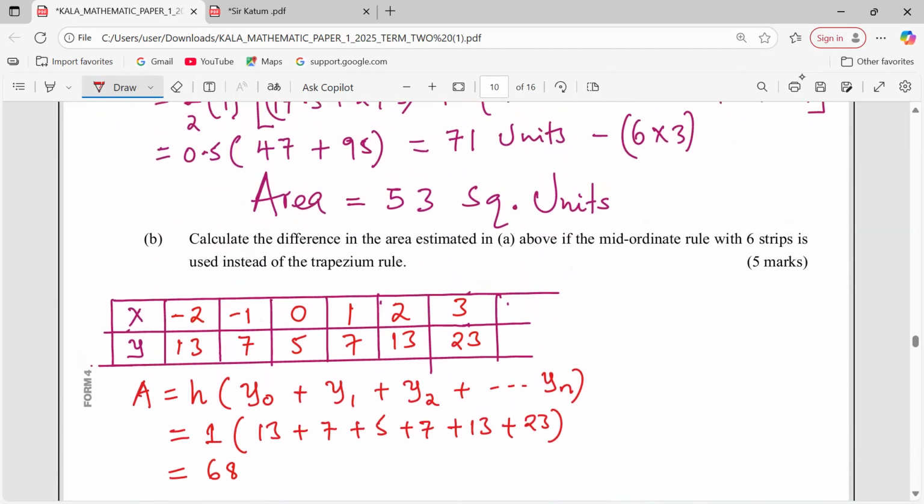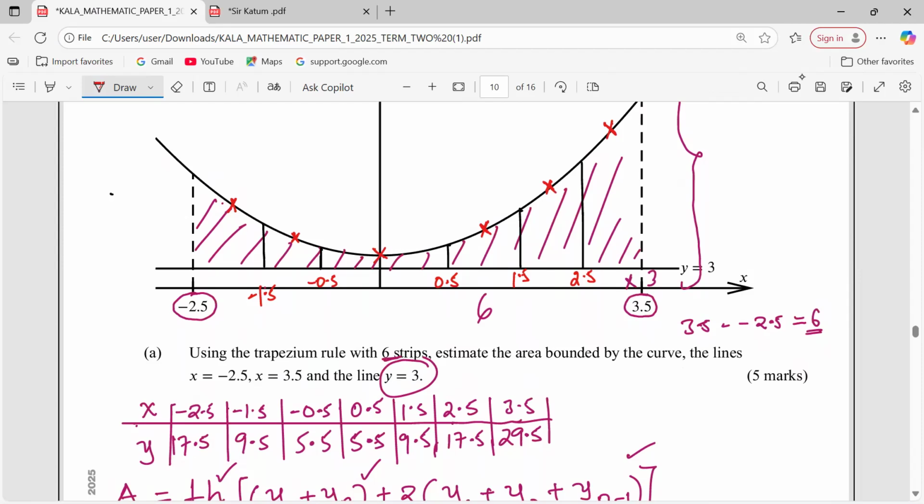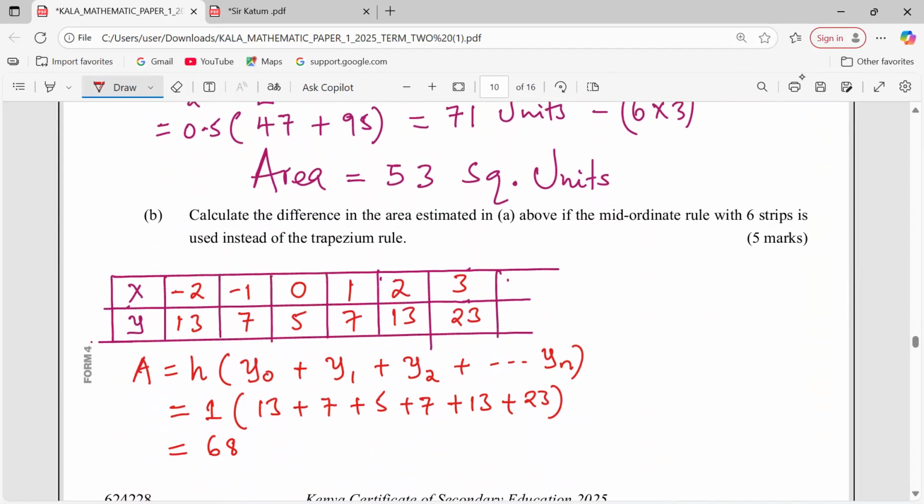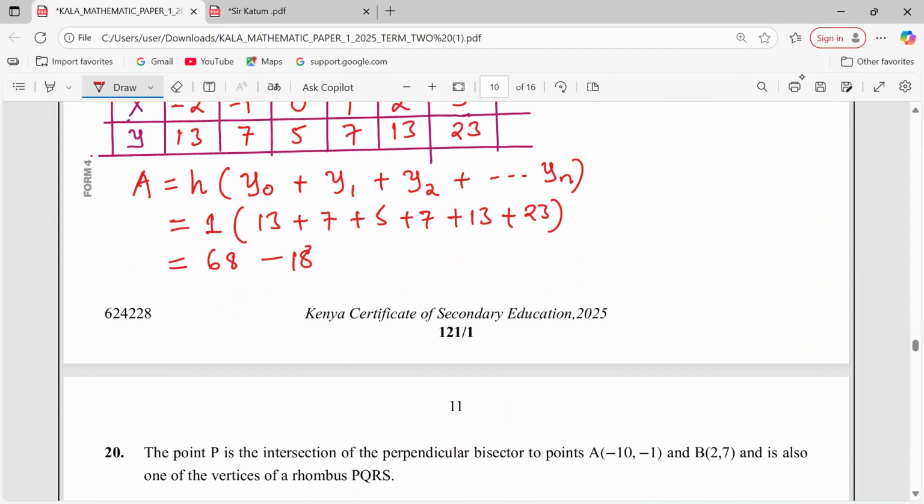Then remember, we have estimated the area between the curve and the x-axis. Yet we're supposed to find the area between the curve and the line y equals 3, within the lines x equals negative 2.5 and positive 3.5. So again, we are supposed to subtract the unshaded area. Because it lies along the line y equals 3, it has 3 units upwards, and along the x-axis we have 6 units. So we subtract 18 from this, and this gives us exactly 50 square units.